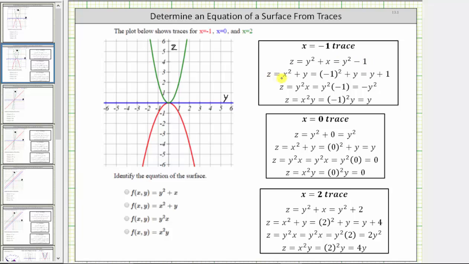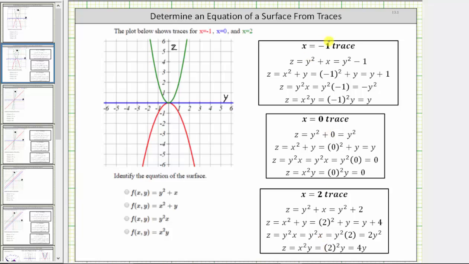The next function is z equals x squared plus y. If x equals -1, we have z equals y plus 1, because the square of -1 is positive 1. The next function is z equals y squared x. If x equals -1, we have z equals -y squared. And then finally for the fourth function, which is z equals x squared y, if x equals -1, we have the equation z equals y. Similarly, we have the equations for x equals 0 and x equals 2, which I'll let you check.